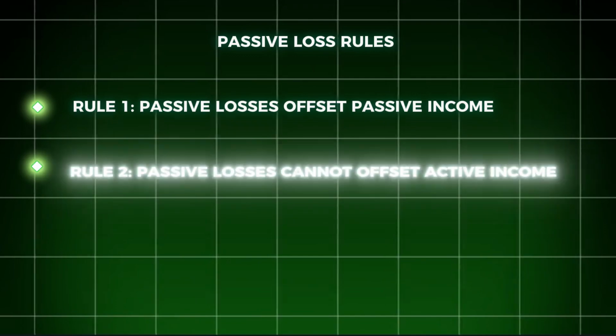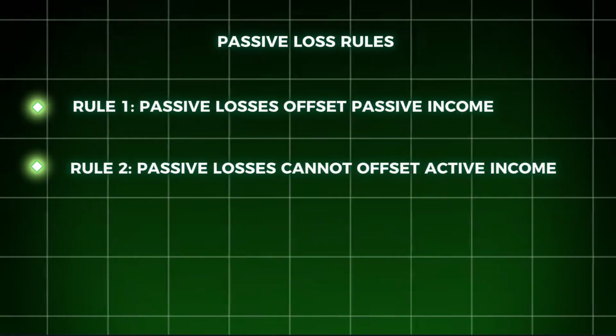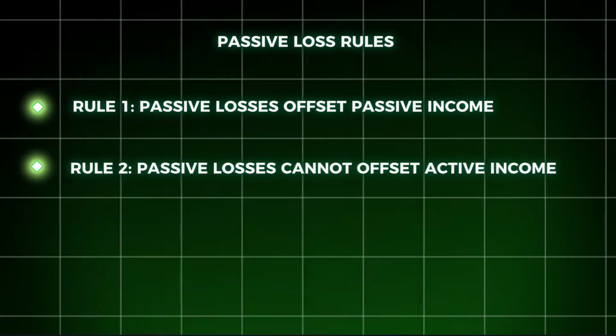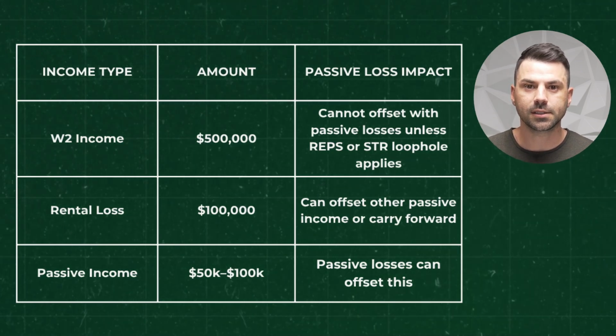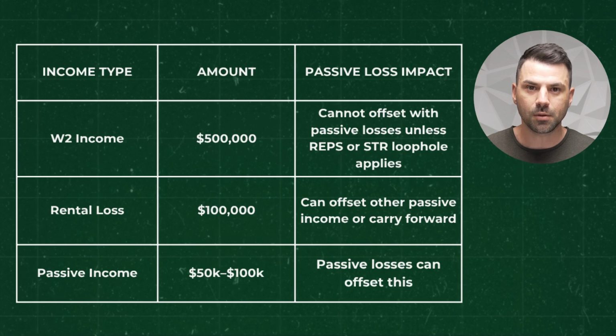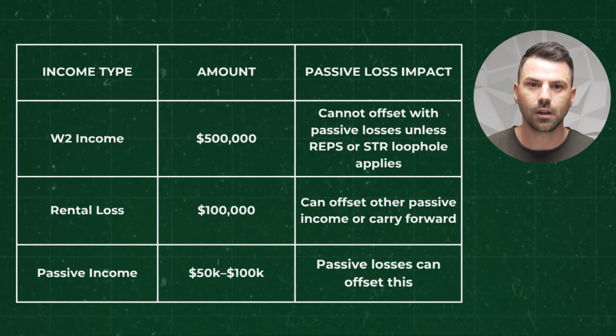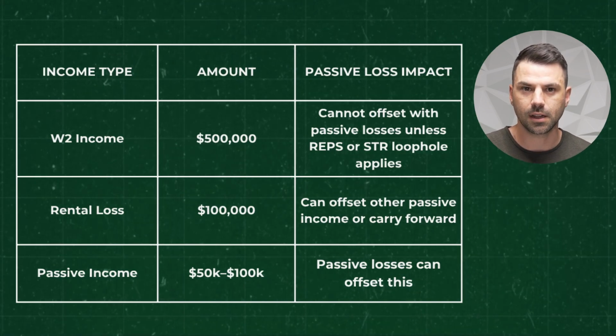In general, passive losses can offset passive income. However, they cannot move over and offset active income. So if you have a $500,000 W-2 and you have a $100,000 loss from your rentals, in general, you cannot take that $100,000 loss and offset your $500,000 of W-2.